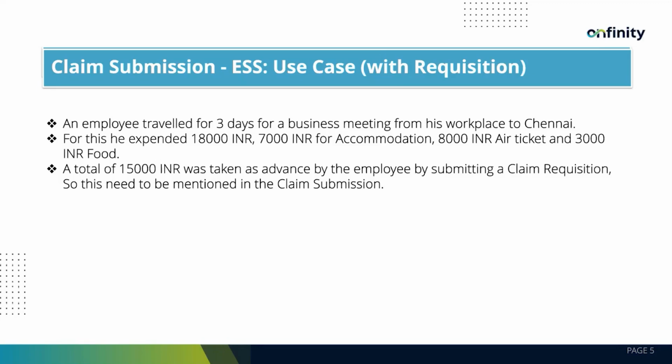An employee traveled from his workplace to Chennai for a 3-day business meeting. During the trip, he incurred expenses totaling 18,000 rupees, comprising 7,000 rupees for accommodation, 8,000 rupees for airfare, and 3,000 rupees for meals. The employee had previously taken an advance of 15,000 rupees by submitting a claim requisition. This advance must be referenced during the claim submission process.